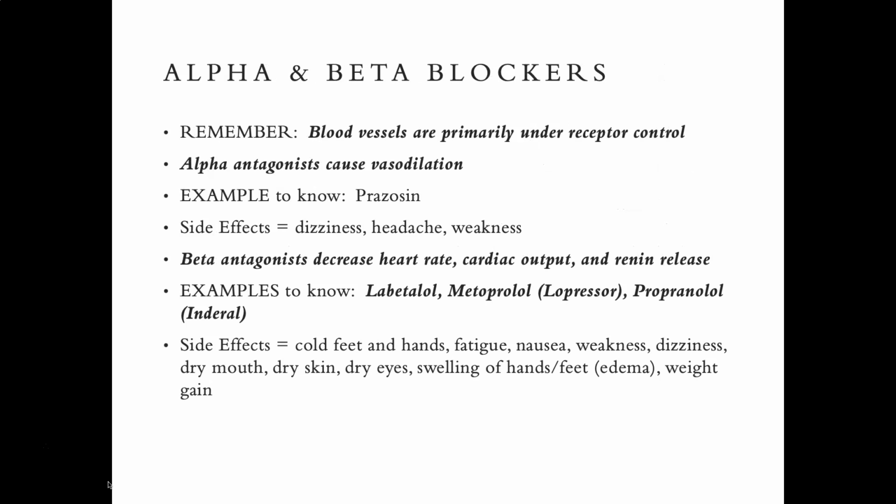All right, another type of antihypertensive includes alpha and beta blockers. Okay, so let's talk about this. Why are we talking about alpha and beta blockers? Well, we talked about the sympathetic nervous system. Sympathetic nervous system blood vessels are under alpha and beta receptor control. Alpha antagonists cause vasodilation. Beta antagonists decrease heart rate, cardiac output, and renin release. They decrease all three of those.